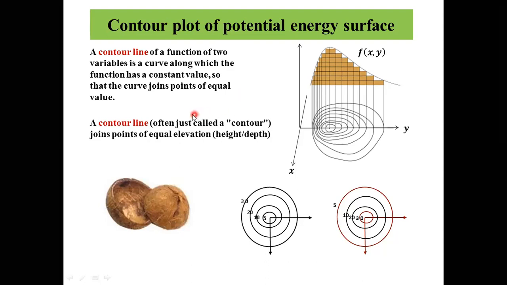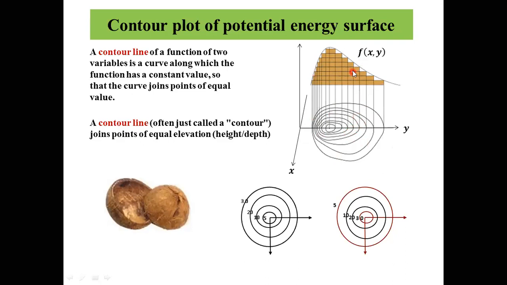So it's a contour line. If we have a two-dimensional function, that means a function f of x and y, right? So that is looking like this. Then, if you are looking at the three-dimensional view, how can this function be anticipated from two-dimensional contour plots, right? So that is the idea of using contours to look at the potential energy surface.